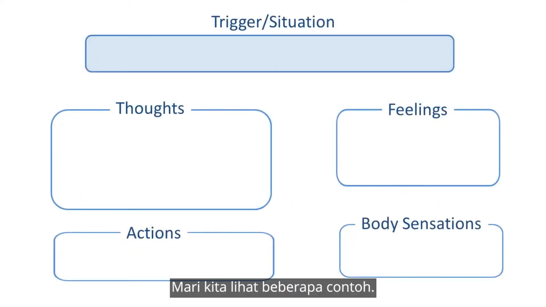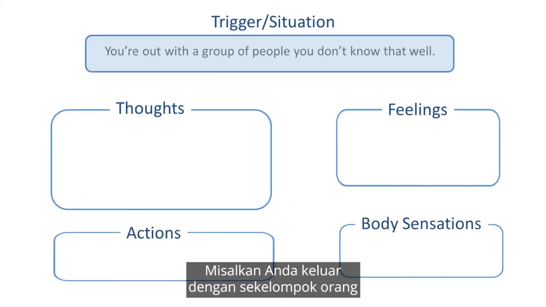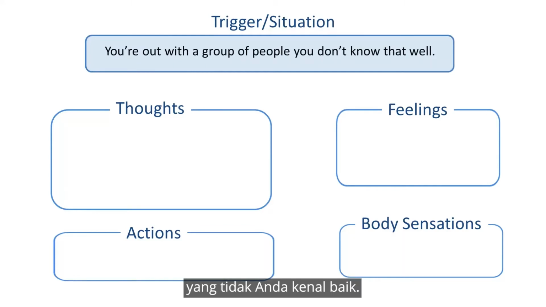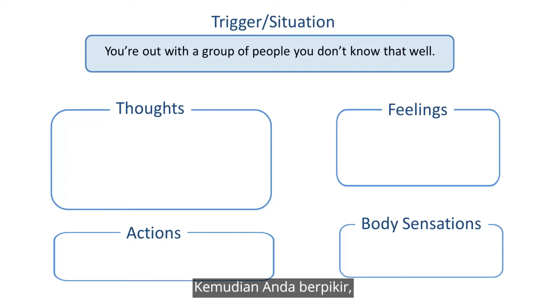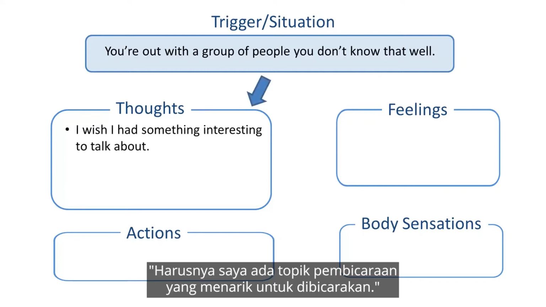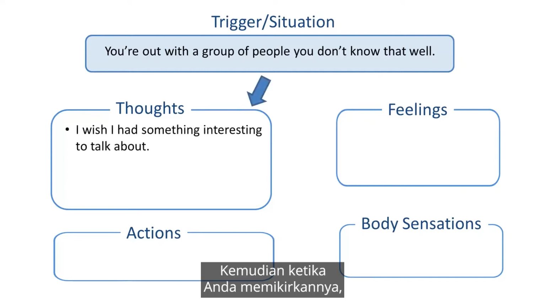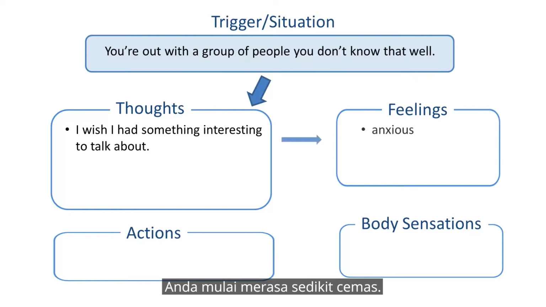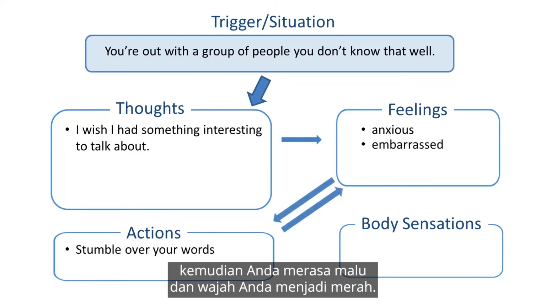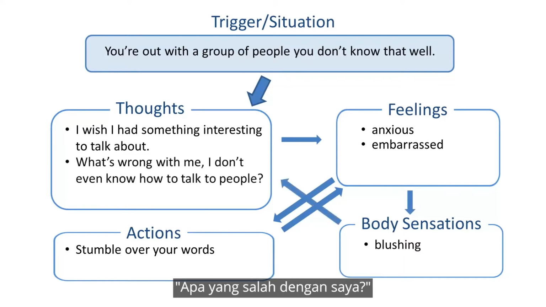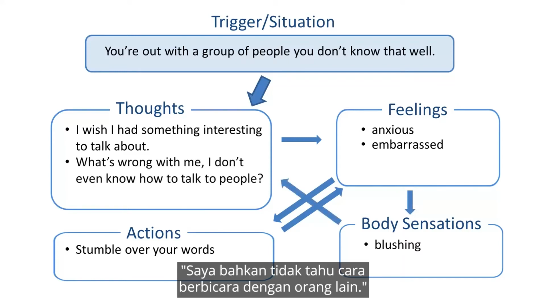Let's look at some examples. Suppose that you're out with a group of people that you don't know that well, and you're a little shy and feeling a bit uncomfortable, and you have the thought, "I wish I had something interesting to talk about." And then when you have this thought, you start feeling a little anxious. And then you do try to say something, but because you're feeling anxious, you stumble over your words a bit, and then you feel embarrassed, and your face turns red. And then you think, "What's wrong with me? I don't even know how to talk to people."